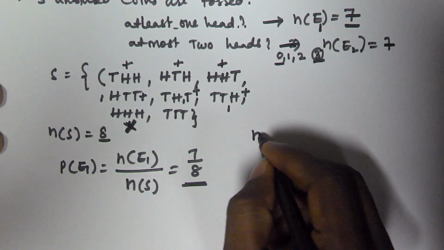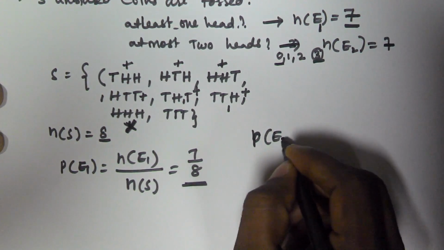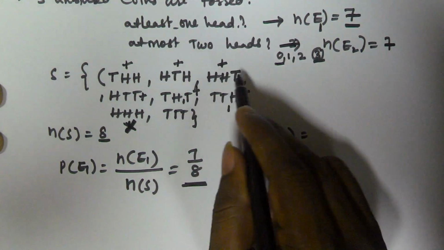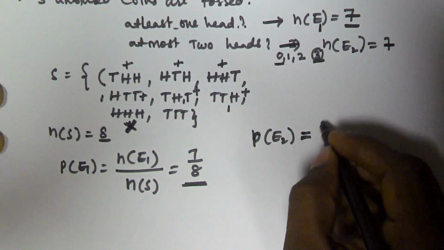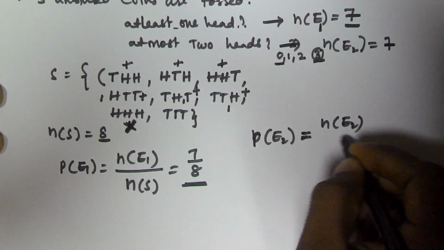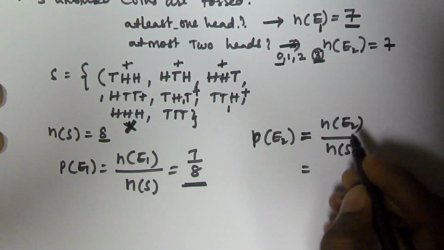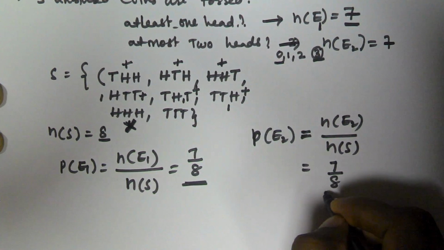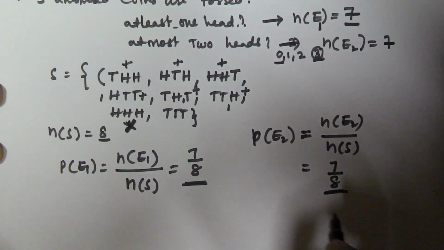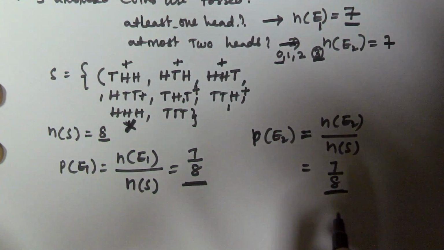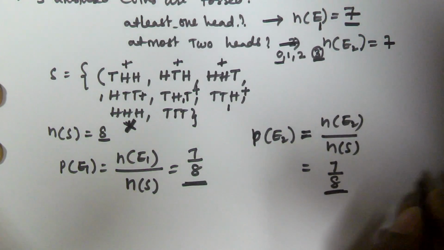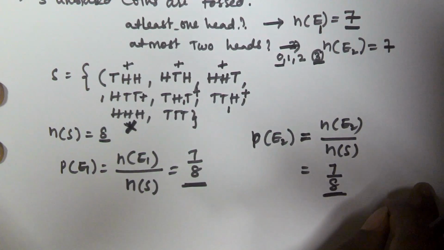So the probability of E2, the event of at most 2 heads, is given by n(E2) by n(S). As you know, n(E2) is equal to 7 and n(S) is 8. So whenever we are tossing three unbiased coins, the probability of getting at most 2 heads is 7 by 8.